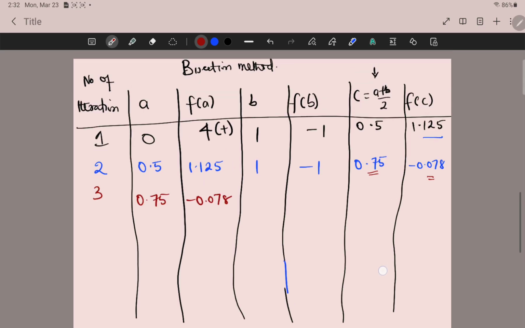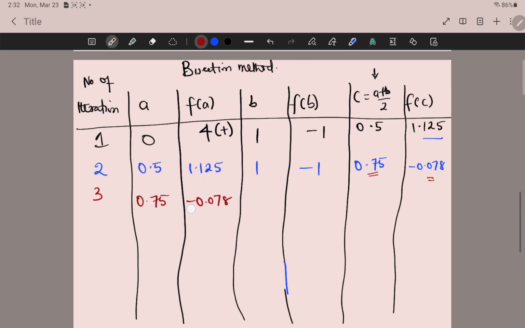So if you come back here, you ask yourself, okay, if this is a negative figure, then I need somebody that will give me a positive. Who was the last person to give us a positive? We'll find out that it's this man, 0.5. Because look at it here. A was 0.5. F of A was 1.125. So this is a positive. So you now come here and write your B will be 0.5. Your F of B will be 1.125.